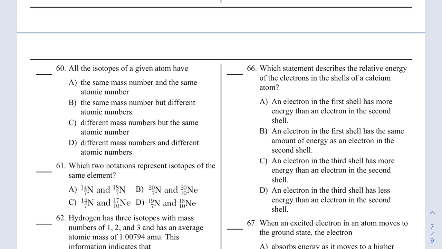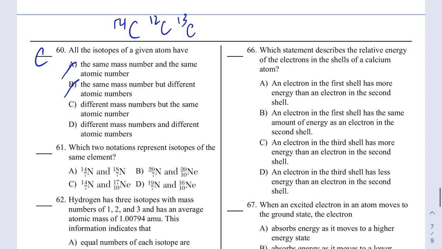Do all of the isotopes of a given atom have the same mass number? No. The whole point is that they have different mass numbers. However, their atomic numbers are the same. So things like carbon 14, carbon 12 and carbon 13 are isotopes of the same element. Different top numbers, same bottom numbers. Looking quickly, I would go with A.